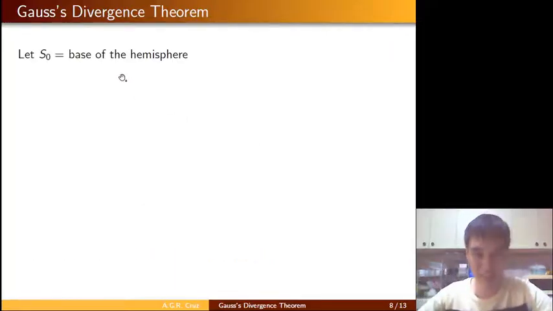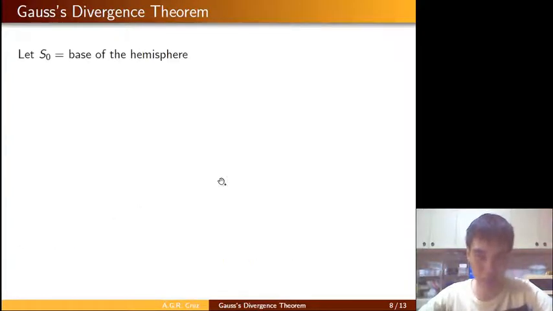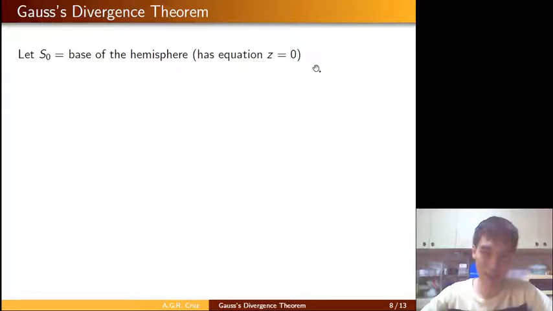So let's let S naught be the base of the hemisphere. So yung S naught natin, yun yung base netong hemisphere na to, no? Itong part na to doon sa XY plane. And since itong base natin, nakapatong siya doon sa mismong XY plane, therefore it's part of the XY plane, dapat yung equation ng S naught na to, as a surface, it is Z equals 0. Kasi remember, the XY plane, its equation is Z equals 0 eh.